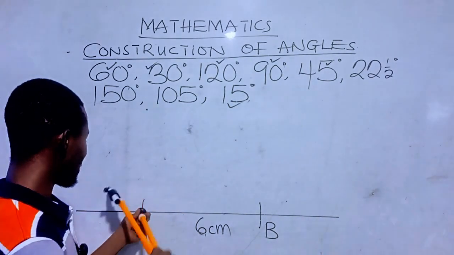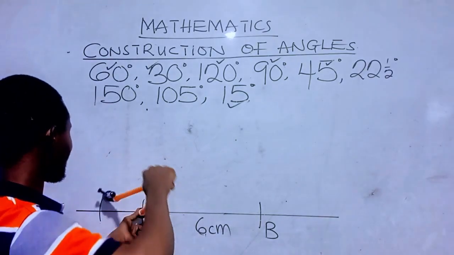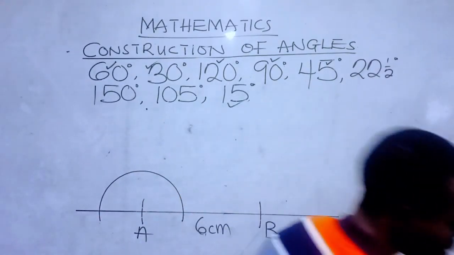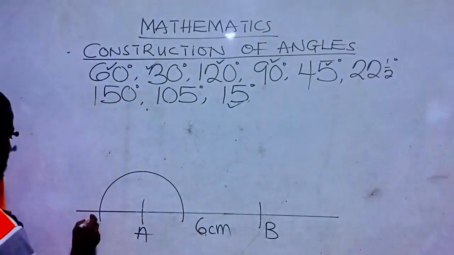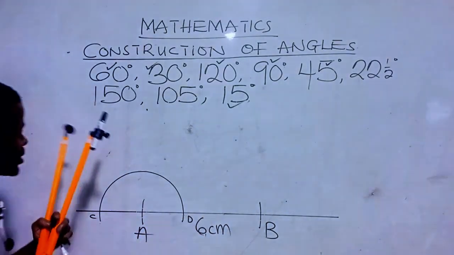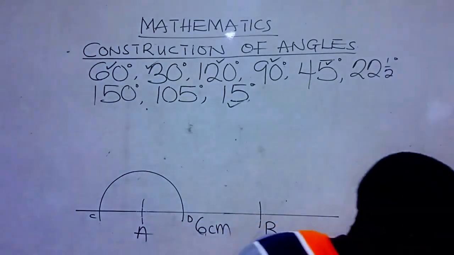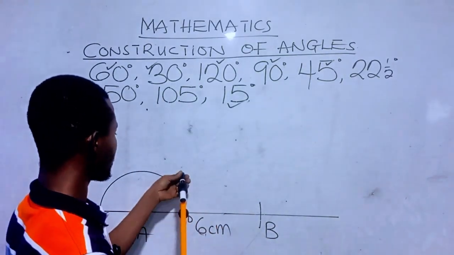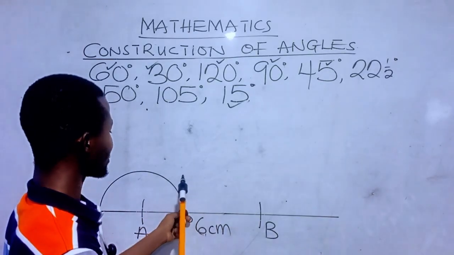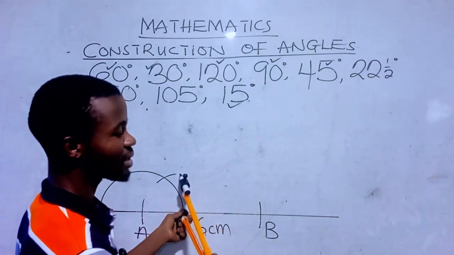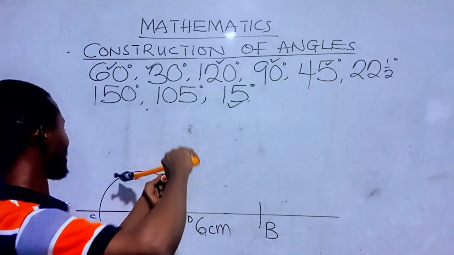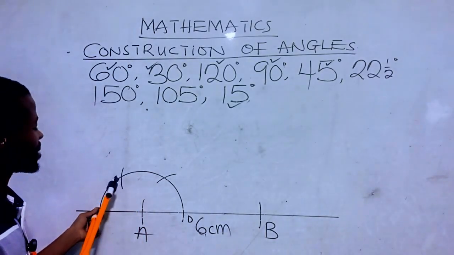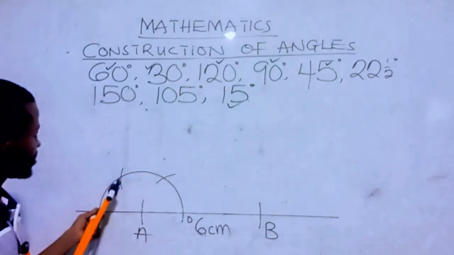Then I'll make an arc, which is a semicircle, like this. Let me name here to be C, and here to be D. Then with the same radius, I'll stand at D and make an arc to cross the semicircle. I can decide to stand on the arc and make a semicircle, or stand at C to make the semicircle. It will all be the same thing.